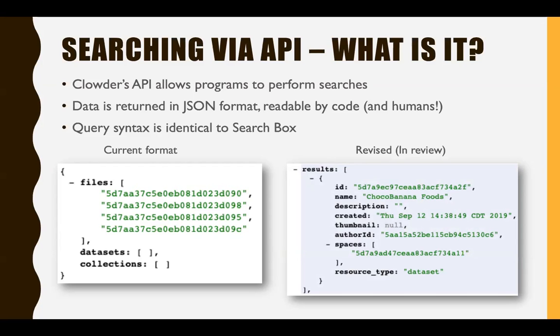So it becomes something that's a little bit easier for scripts and for users to navigate, because you actually have all that information there initially rather than needing to do an additional step to get that information from Clowder. So this is something that's currently in review, but we expect it to be deployed in the near future.